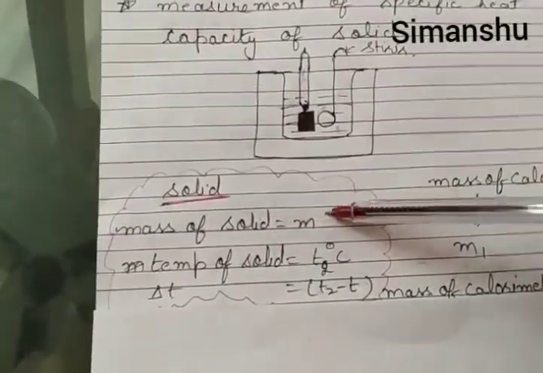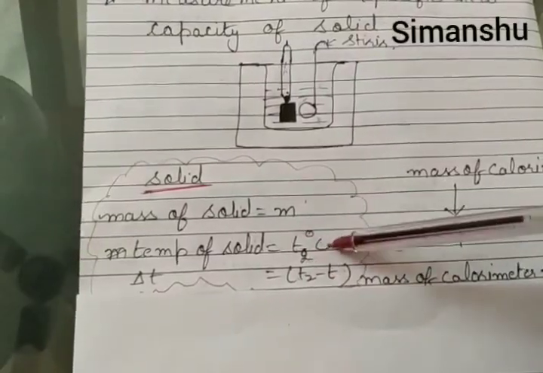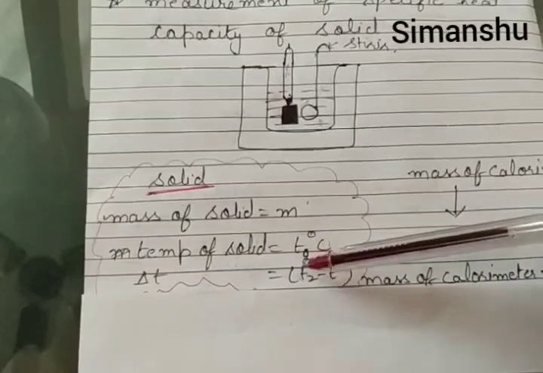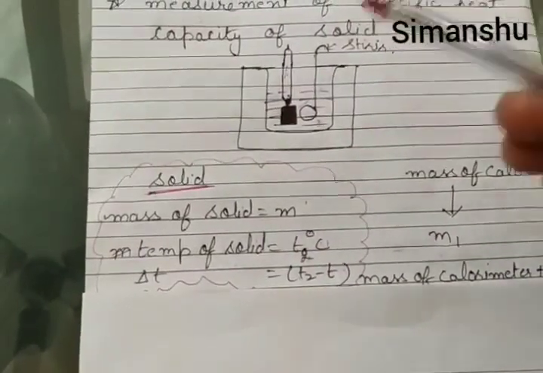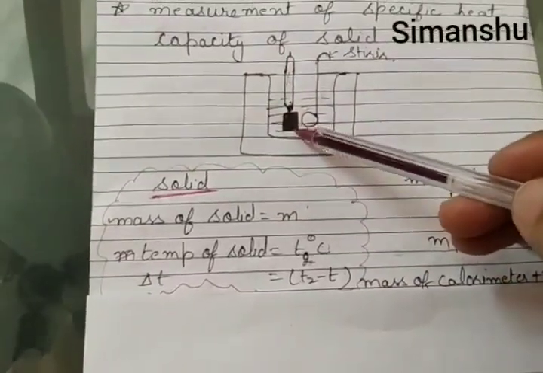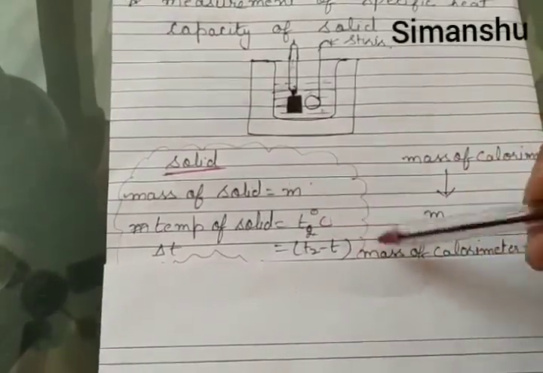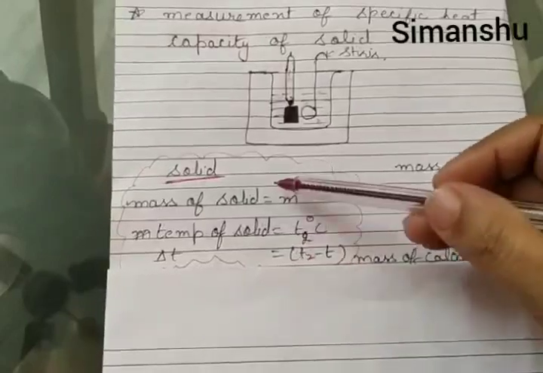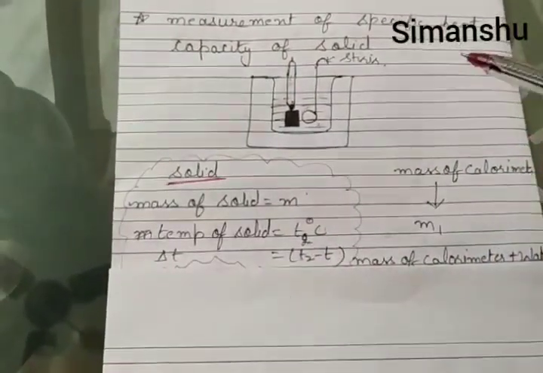Mass of solid, I took M. Temperature of solid, T2 degrees Celsius. Why 2 is written here? Because we are going to use T1 for water, because water is already filled. Afterward we kept the solid in it. So it is the hot body. Finally it will attain some other temperature by losing heat. So the change in temperature for the hot body is T2 minus T1.